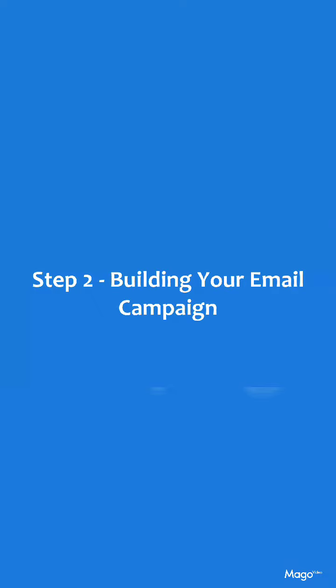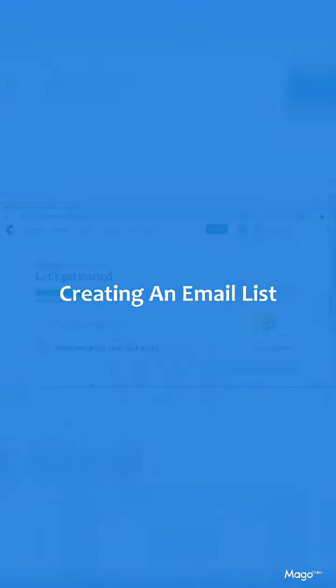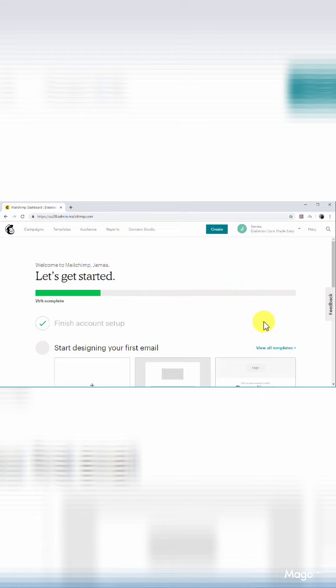Step number 2. Building your email campaign. Creating an email list. You need to create an email list to collect the email addresses of people to sign up to your mailing list. An email list is simply a database that connects to your sign-up forms. When a lead enters their email address into the sign-up form, it is saved to your email list.